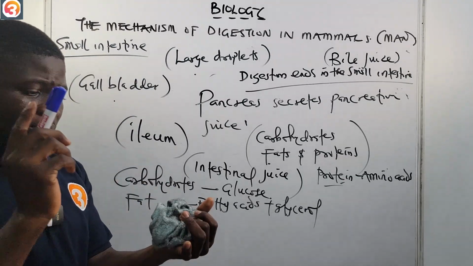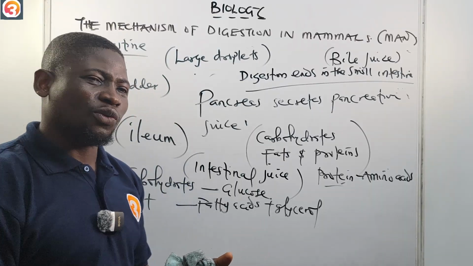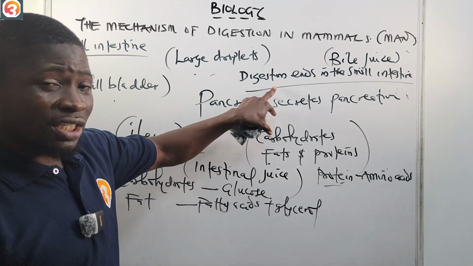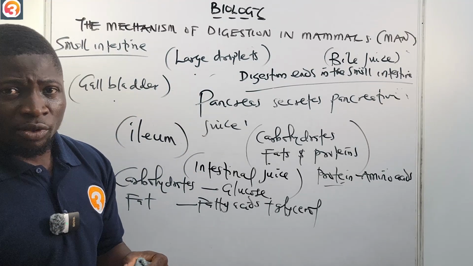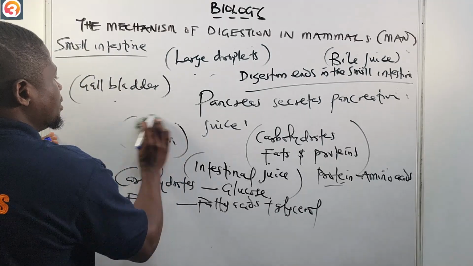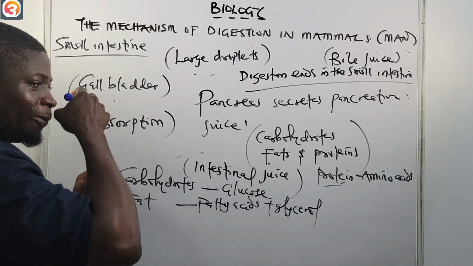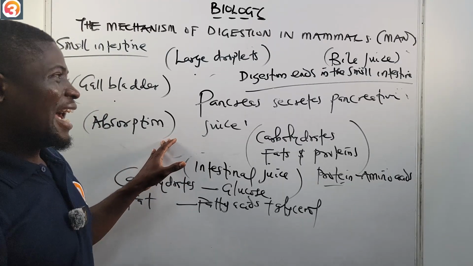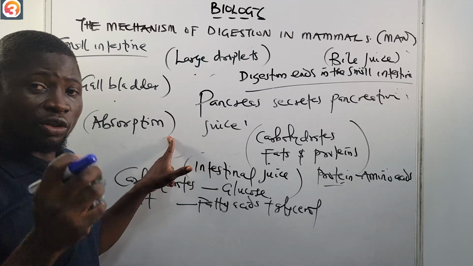So now we have talked about ingestion, we talked about digestion. Then we're talking about absorption. Absorption is the uptake of the nutrients from the digested food to the blood vessels, or to the bloodstream. The uptake of those nutrients to the bloodstream is called absorption. And the small intestine also plays a very vital role in the absorption of nutrients.